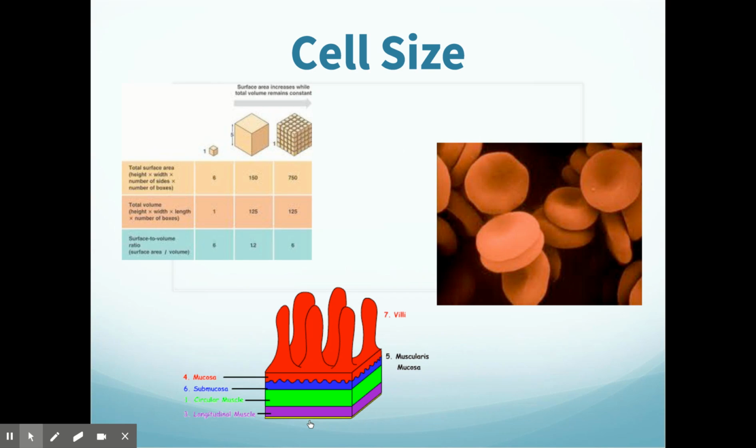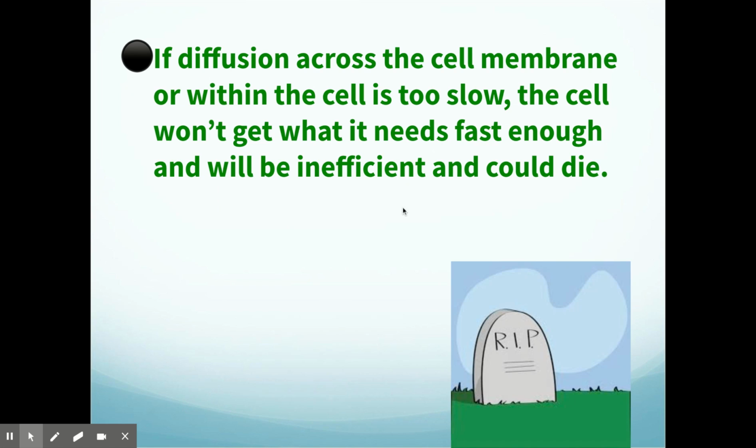Hey grade 10s. So today we're going to talk about cell size and how it relates to the health of a cell. And that connects to what we talked about last lesson in regards to transport, because basically how easily something can transport in and out of a cell will depend on the health of the actual cell. So if diffusion across the cell membrane or within the cell is too slow, the cell won't get what it needs fast enough. It'll be inefficient and it could die. Well, we don't want that. We want our cells to keep living. That would be great.